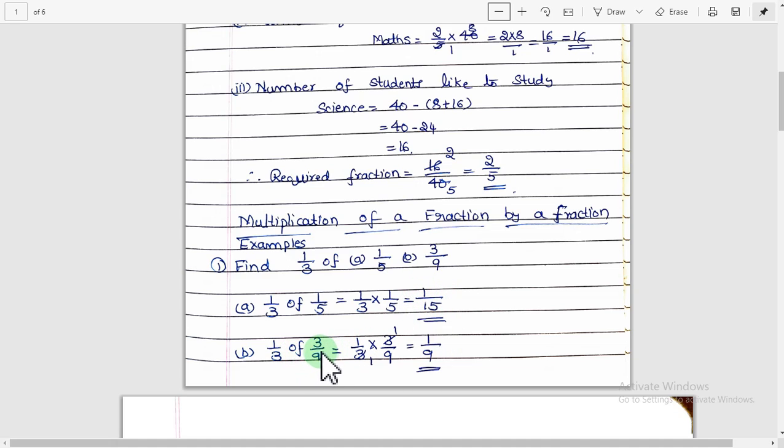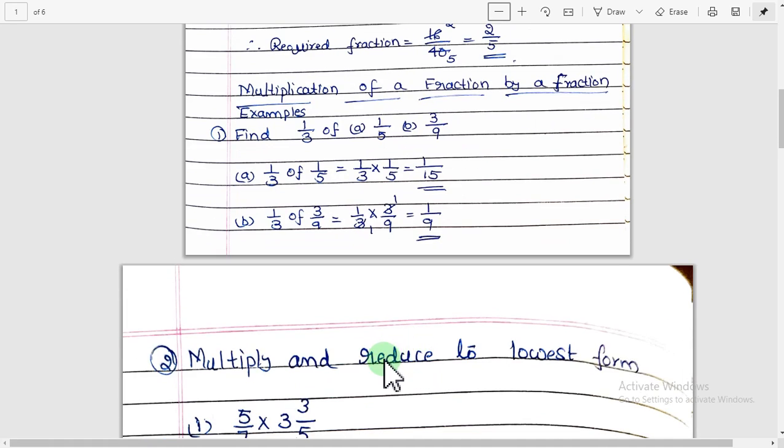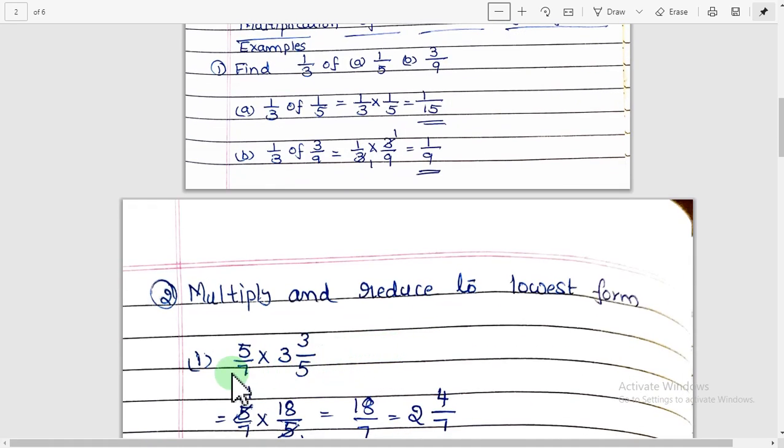1/15 is the answer. Since this is a proper fraction, we cannot convert it into a mixed fraction. Now 1/3 of 3/9, 1/3 into 3/9, 3 and 3 can be cancelled. Further cancellation is not possible. Multiply numerator into numerator is 1, 9 ones are 9. Now multiply and reduce to lowest form.